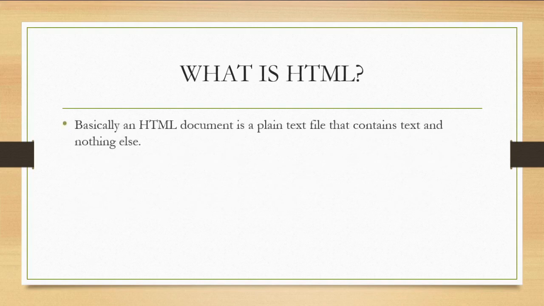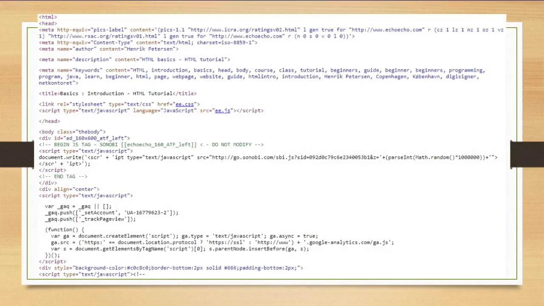So basically, an HTML document is a plain text file that contains text and nothing else. Here is an example of an HTML. You don't really need to memorize every code that is put here, but you just need to know the basics and as well how to manage codes.